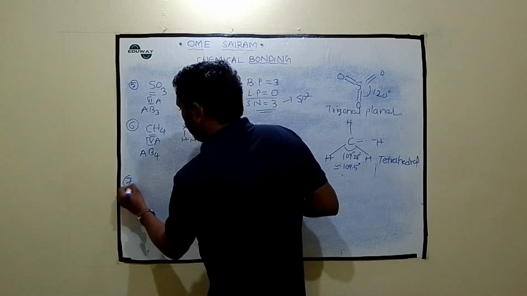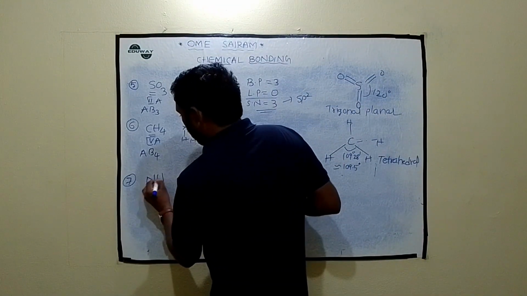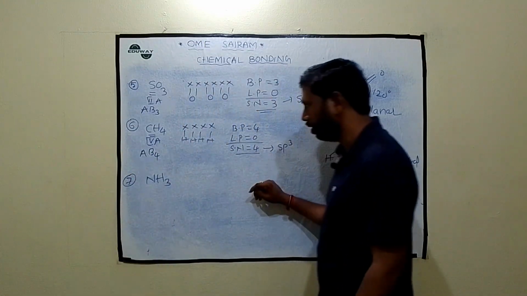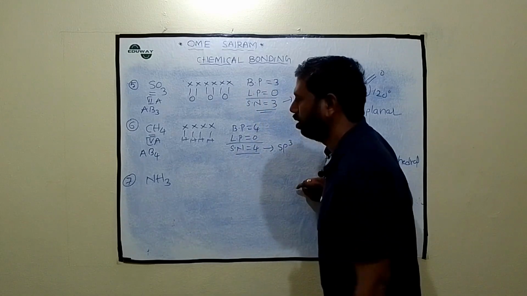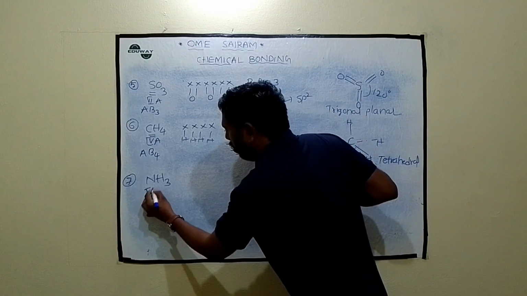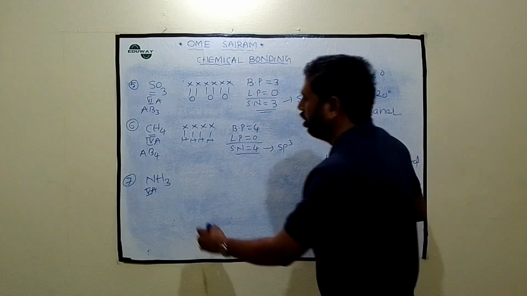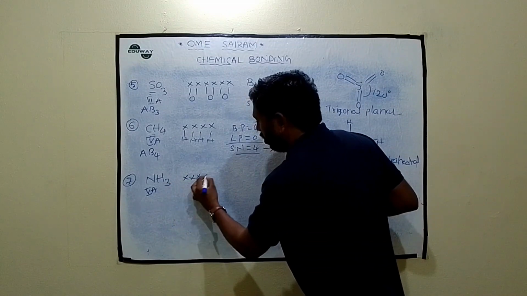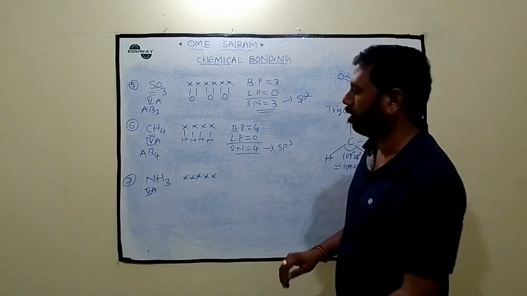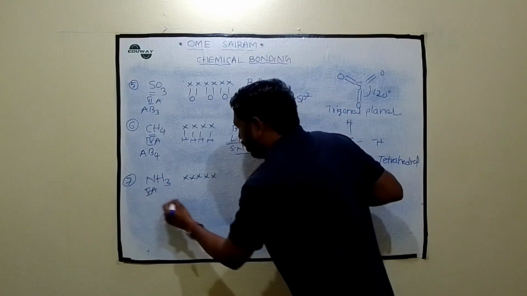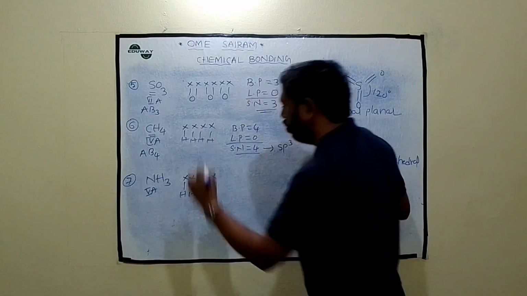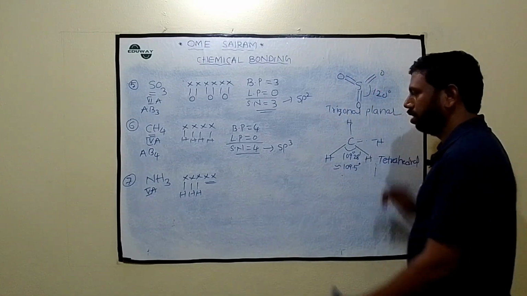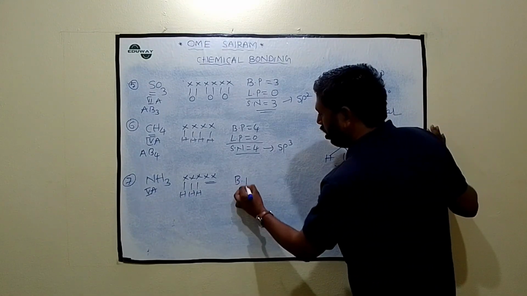Next, seventh molecule, ammonia, NH3. In NH3, the central atom is nitrogen. It belongs to 5th A group element. That means it contains 5 valence electrons. And nitrogen is forming 3 bonds with 3 hydrogen atoms, and 2 electrons exist as one lone pair. Now bond pairs. How many bond pairs?